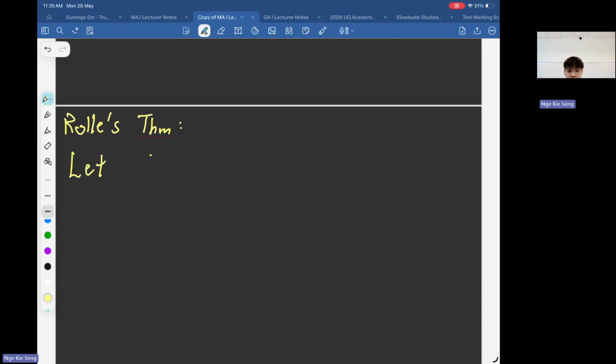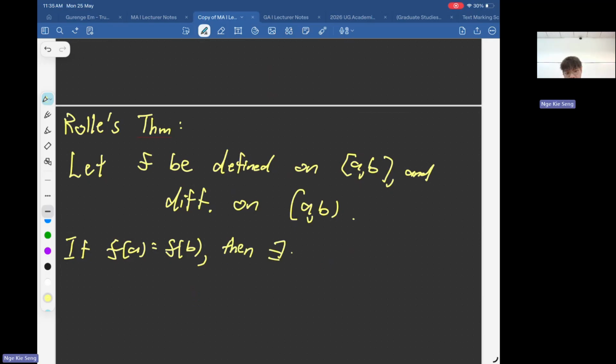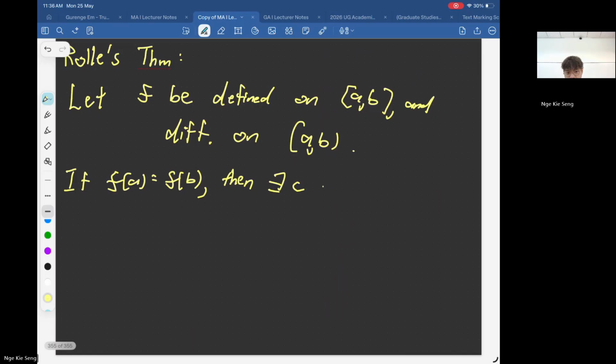Again, same condition. Let f be continuous, or not, I think just defined is enough. Just defined on [a, b] and differentiable on the open interval (a, b). If f(a) equals f(b), then there exists some point c in your domain (a, b) such that f prime of c equals 0.